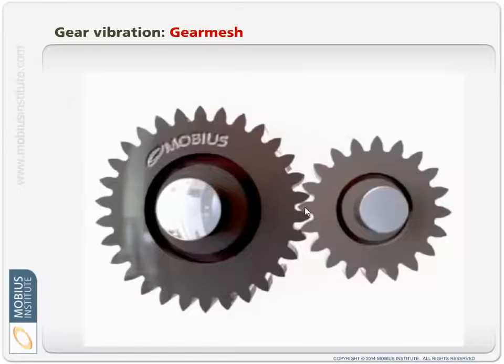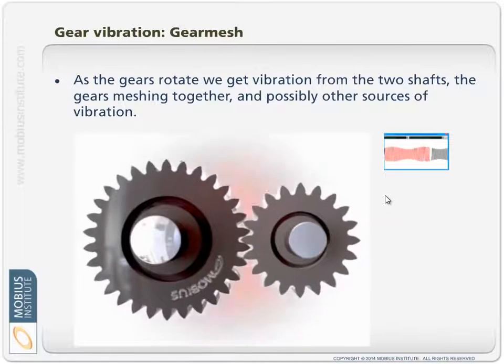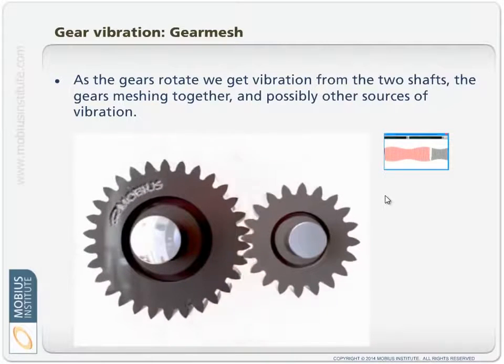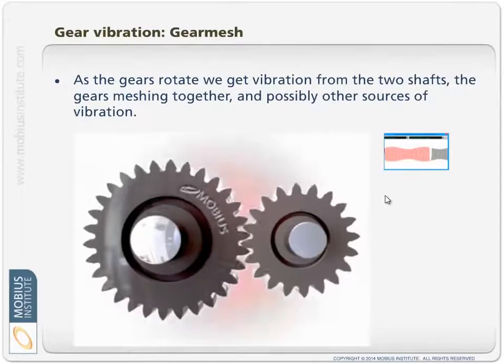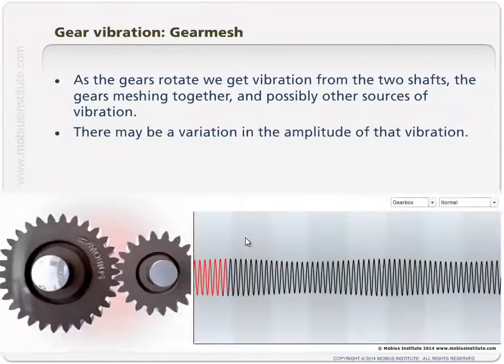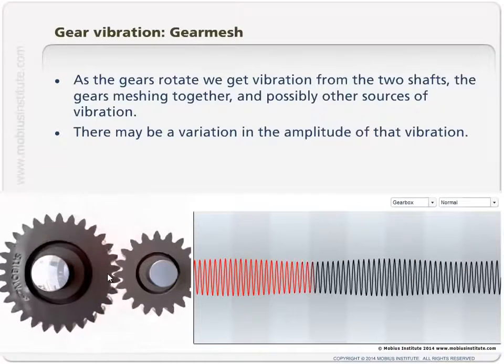But either way, there will be a source of vibration at the gear mesh frequency, which is the number of teeth times this speed, or the number of teeth times that speed. So we can look at this in a little more detail to see what other sources of vibration, and I will talk about other sources of vibration that we might see in addition to just these two shaft speeds and the gear mesh frequency.